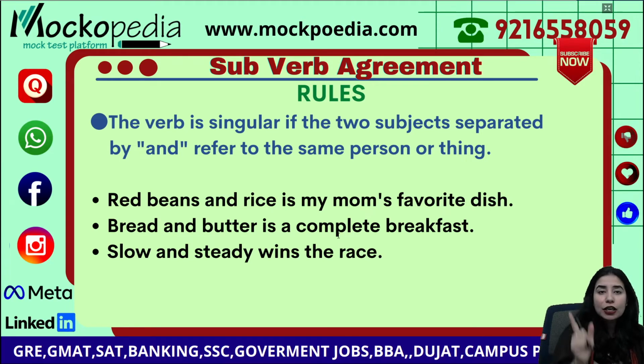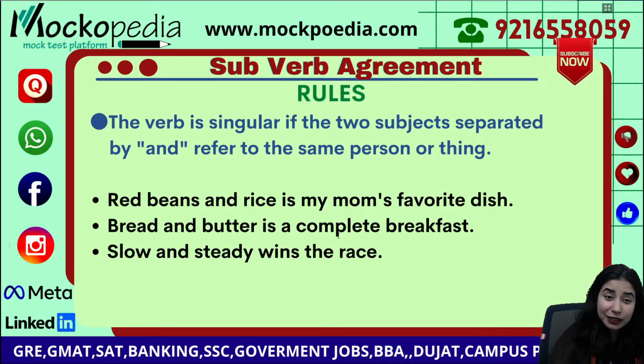Let's take one more example. Slow and steady wins the race. I'm sure you must have heard of this phrase, but we never thought that slow and steady are two things. Then why are we using a singular verb? Remember, I told you verbs that end with s are singular, right? Because the idea conveyed is one. So please keep this in mind: when we are connecting two singular nouns, but the idea conveyed is one, then the verb is going to be singular in nature. Please take care of this. There's a good possibility that you might get one question from this rule.